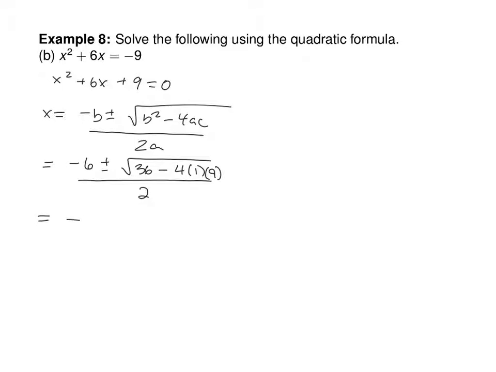What number do you get inside that square root sign? 0. Okay, so -6 plus 0 is still -6, right? -6 minus 0 is still -6, right? How many answers do we get this time? Just one.